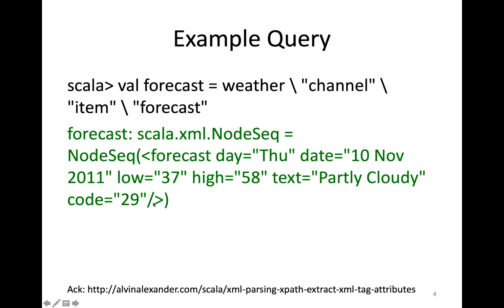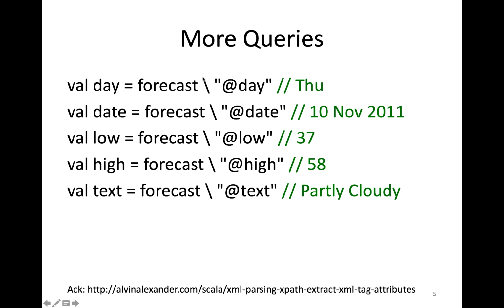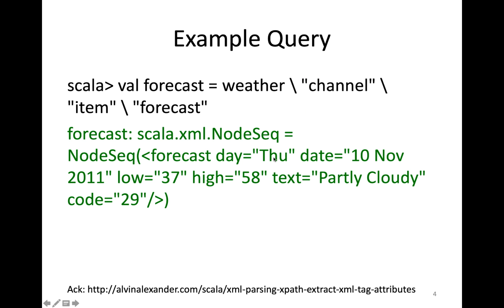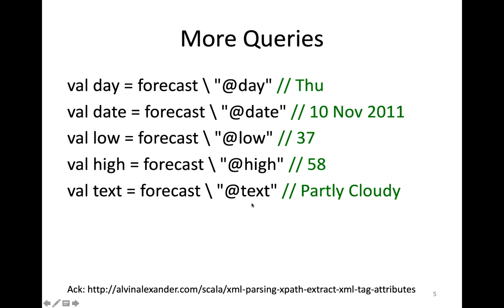And note that inside that node we have this whole information, whatever was inside that sub tag forecast, right? Now if we are interested to extract only this day information, that day is an attribute, so how to extract that? We can use another slash and then this special symbol @day that will give us the value of that attribute, and that was Thursday, right? Similarly, other attributes can be extracted. So it seems that Scala has a very good support for processing XML documents.